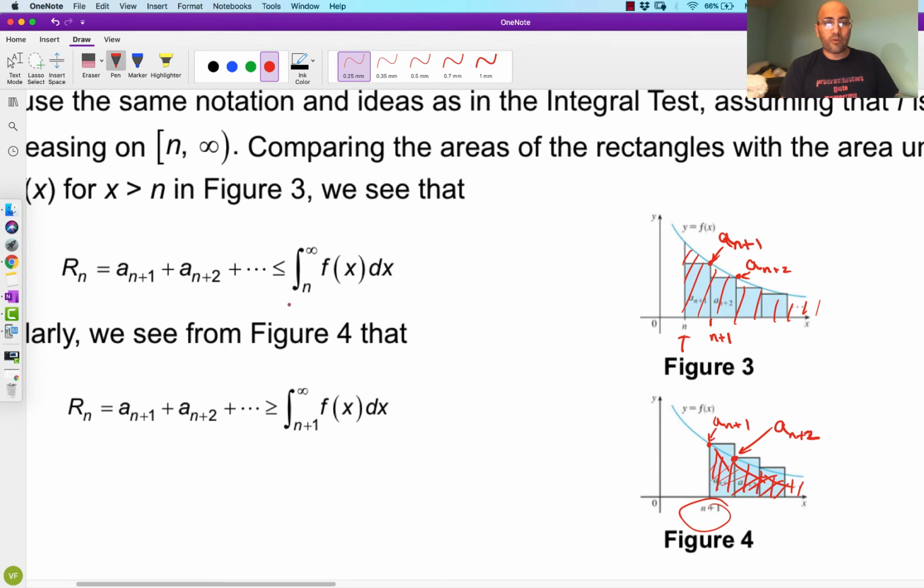So this is going to represent an upper bound, whereas this is going to represent a lower bound, right? And the only thing that's different is whether you're going to integrate starting at n plus 1 or integrate starting at n.